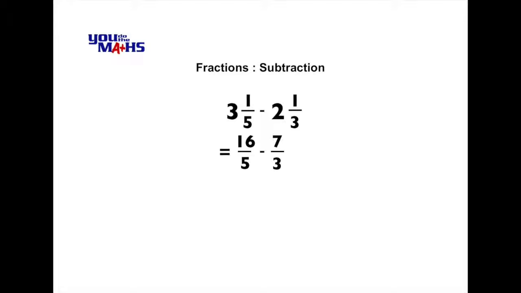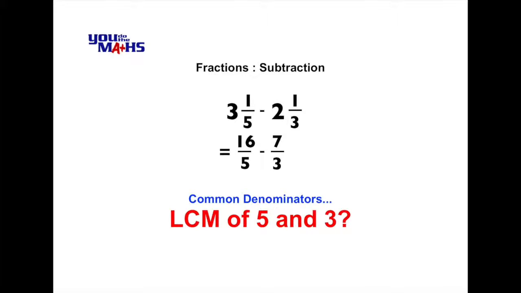The process for subtraction of fractions is identical to addition of fractions in that we need to find a common denominator. So one way to go about that is to find the lowest common multiple of 5 and 3. And now might be a good time to pause and see if you can find that lowest common multiple.